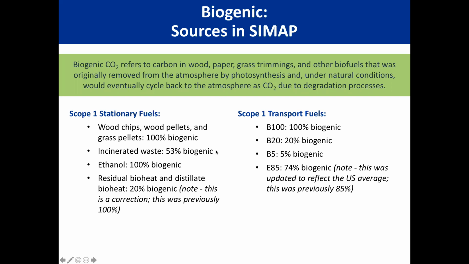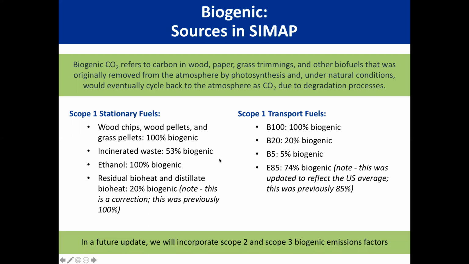And these are the sources that we have for biogenic in SIMAP right now: Scope 1 stationary fuels and Scope 1 transport fuels. Some of these are 100% biogenic, like wood chips and wood pellets. Some of them are mixed, like incinerated waste. It's just over half biogenic, and there's a number of biofuels that are mixed fuels and partially biogenic, like B20, for example, is 20% biogenic. And right now, we only have the Scope 1 sources for biogenic in SIMAP. In the future, we're going to be adding in Scope 2 and Scope 3 biogenic emission factors as well.